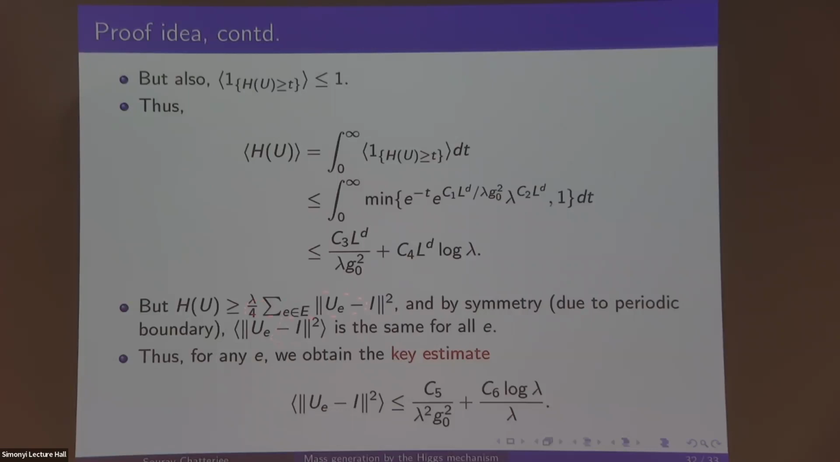If you plug this into this bound here, you get that the expectation of the norm of U_E minus I squared is bounded by a constant over lambda squared g squared plus a constant log lambda over lambda. And the key thing here is that there is no dependence on L. So you see, L is not involved in this at all. And that is the key thing that you get from this argument.